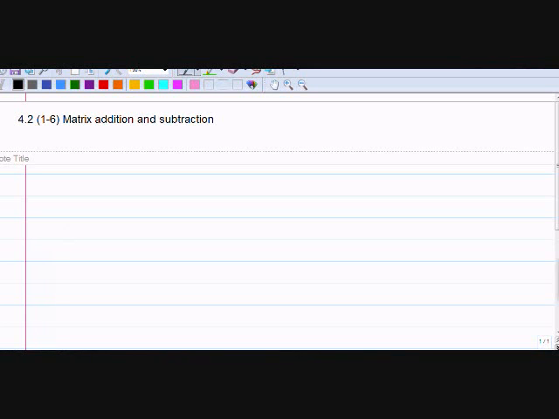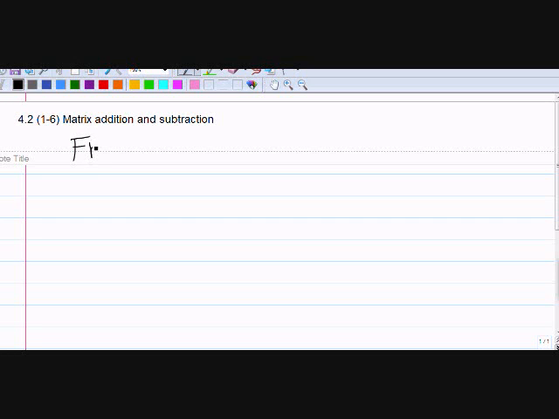Alright, so we're going to add and subtract matrices, and there are a few rules for adding and subtracting matrices. One big rule is they've got to be two matrices of the same dimension. So I've just made up a little problem here.